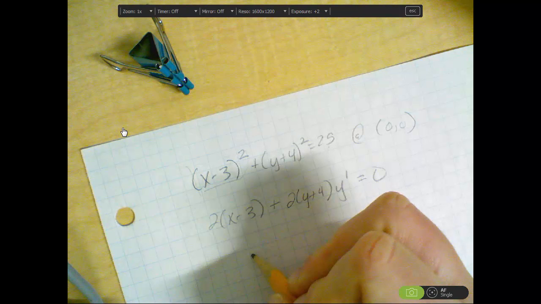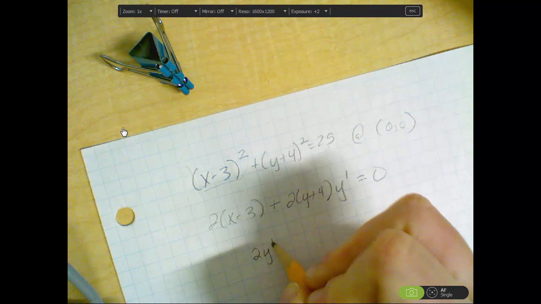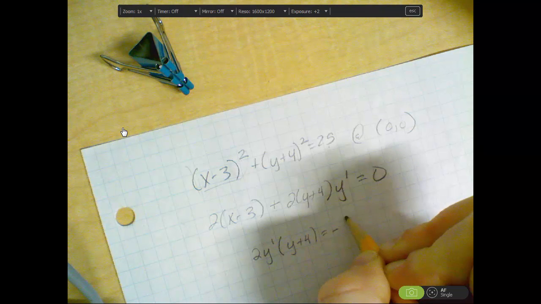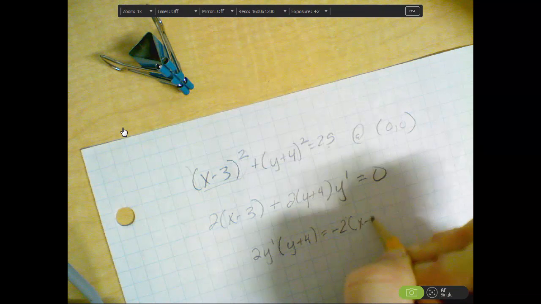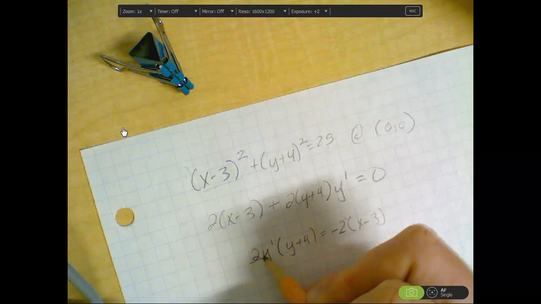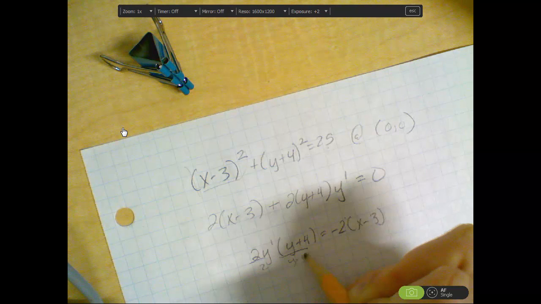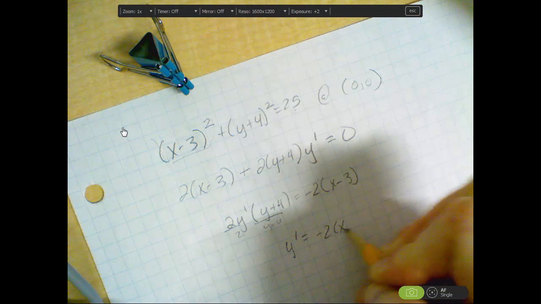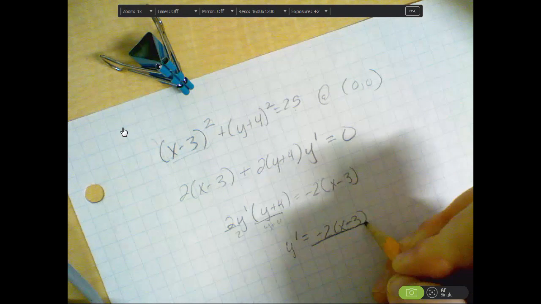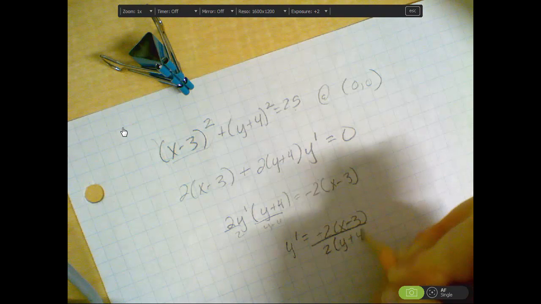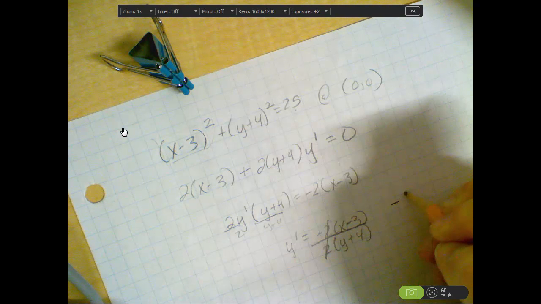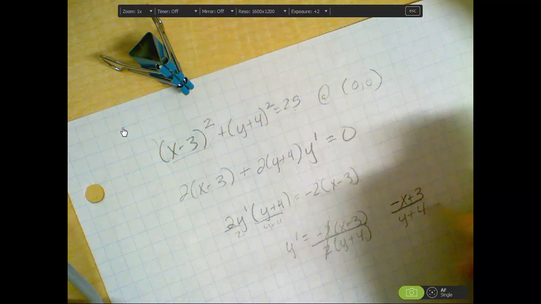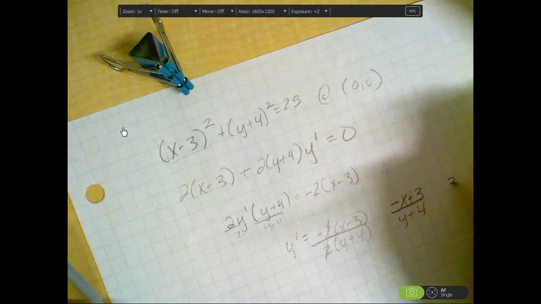Now this is a perfect example where we could go through and solve for y prime. And if we do that, we would see that you have 2y prime times y plus 4 equals negative 2 times x minus 3. Divide by 2 and y plus 4, and you get y prime equals negative 2 times x minus 3 over 2 times y plus 4. Those cancel out. You get negative x plus 3 over y plus 4, and you plug in 0, 0, and you get that the slope is 3/4.